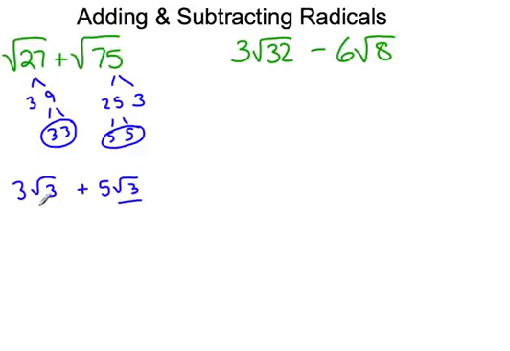If you look at these, they both have the same square root of 3. So if I have 3 square roots of 3 and 5 square roots of 3, I have a total of 8 square root of 3. And that's how adding and subtracting radicals work.